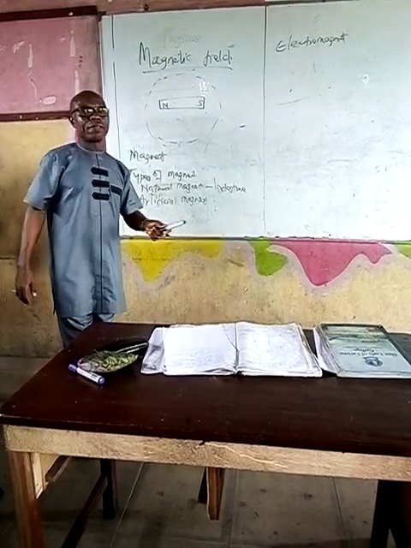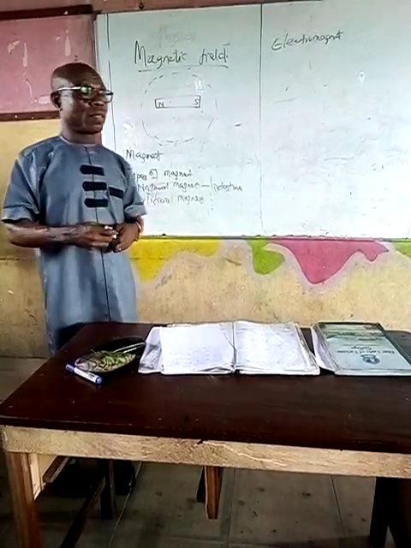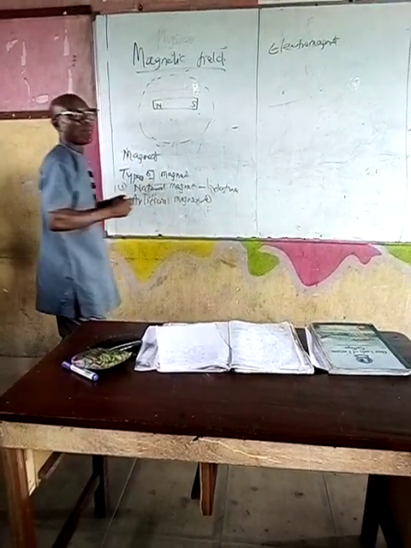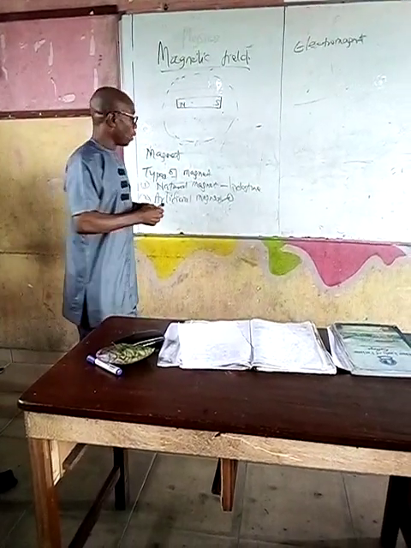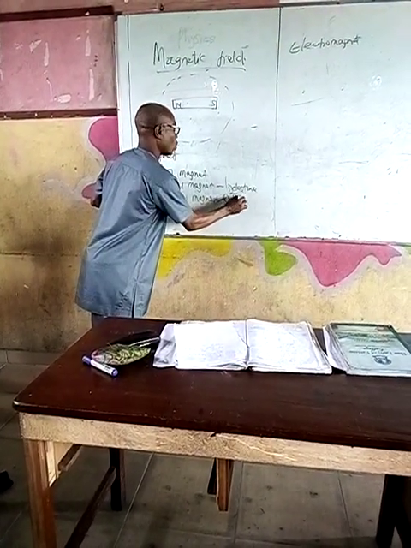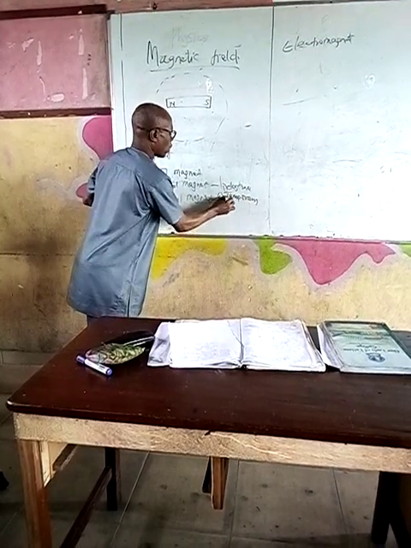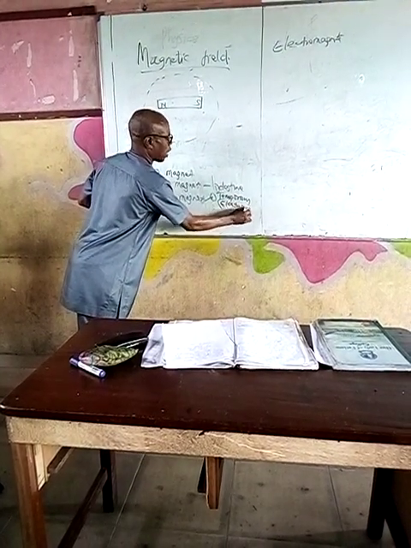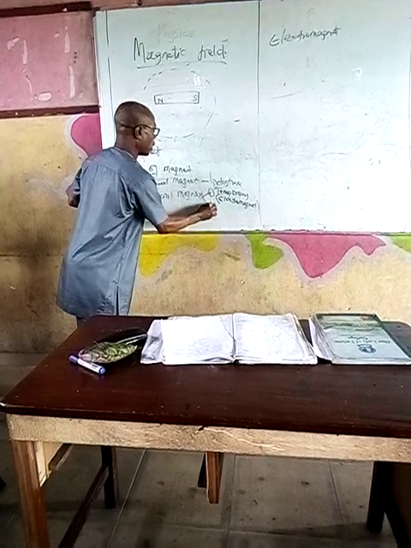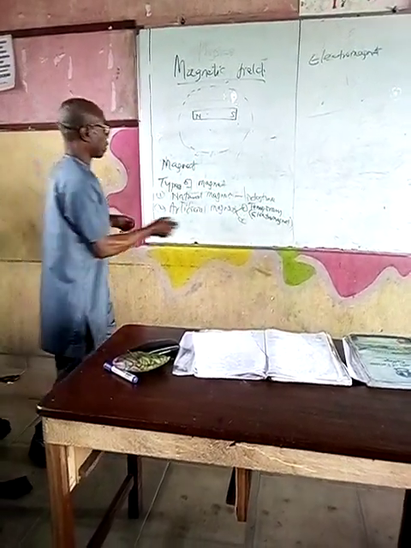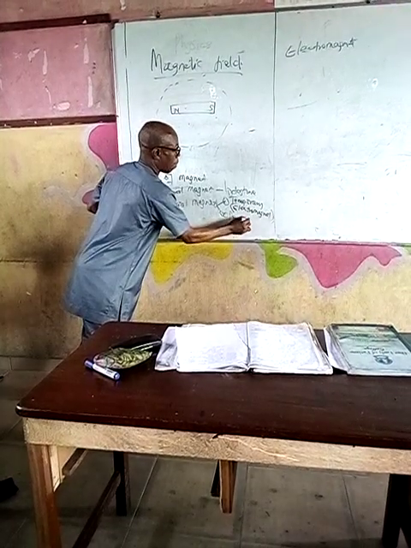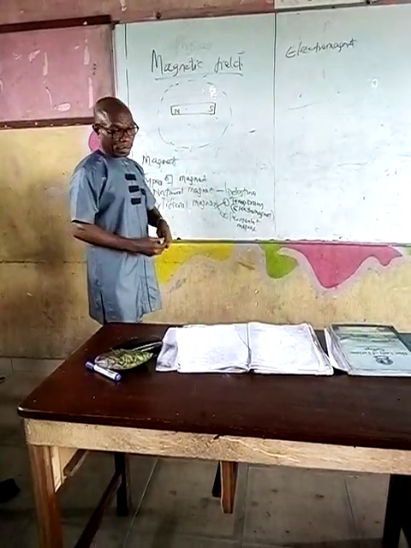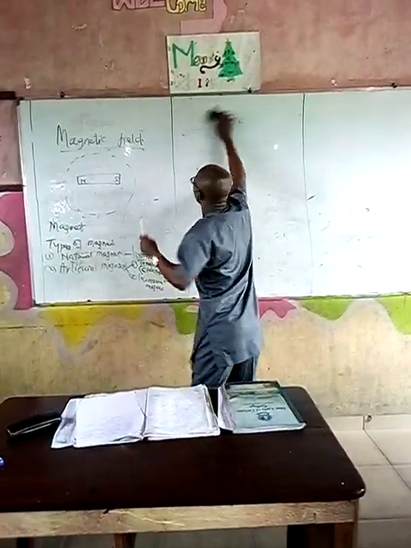As for artificial magnet, this is a man-made magnet. There are different types of artificial magnet. One is called temporary magnet, or electromagnet. The second type of artificial magnet is permanent magnet. First, the electromagnet.